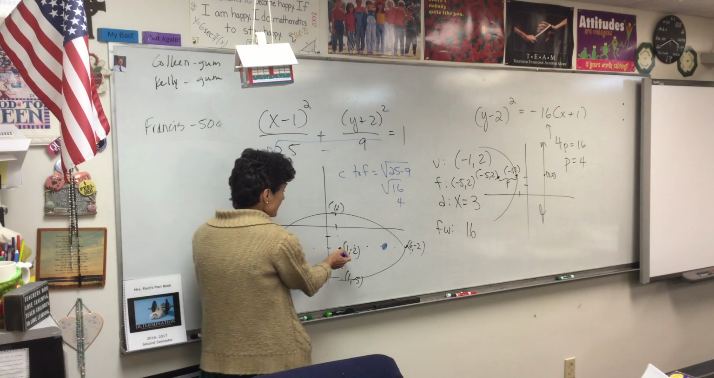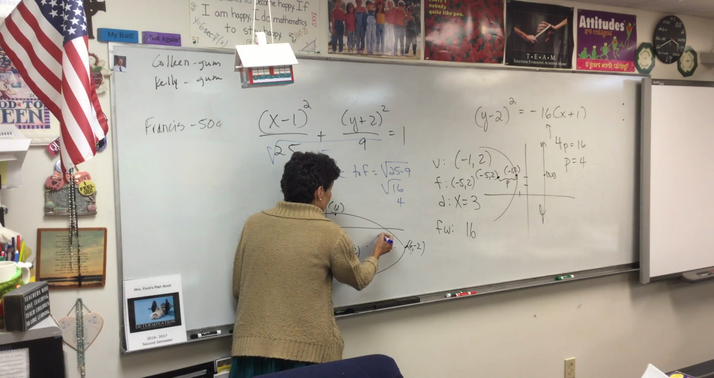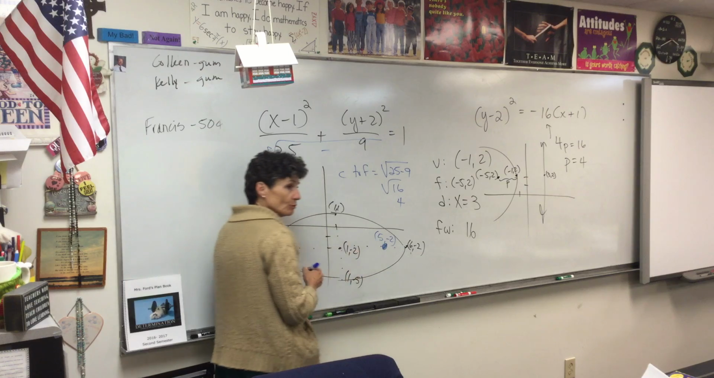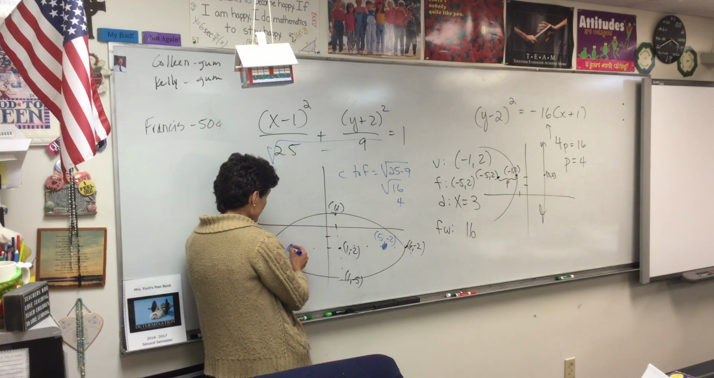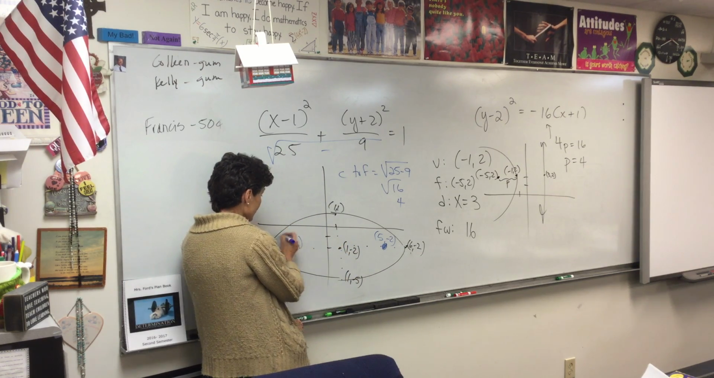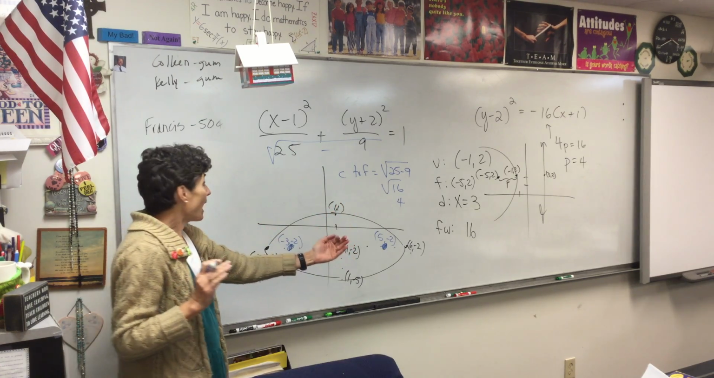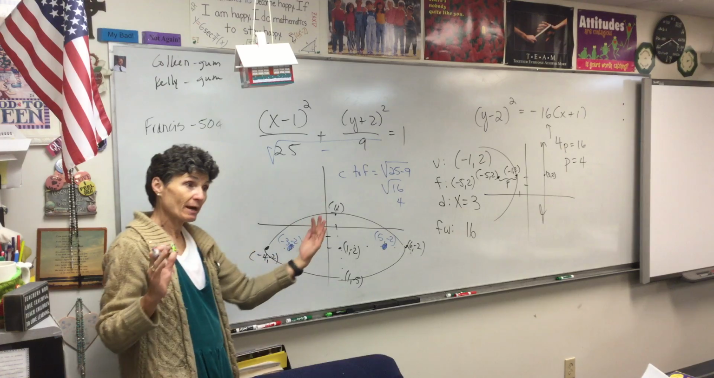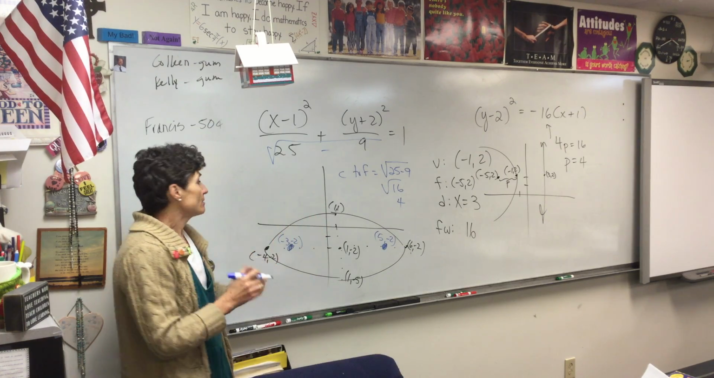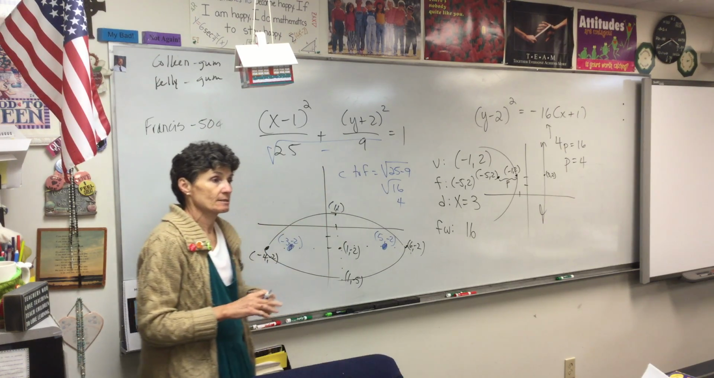So I'm going to start right here. If I go forward 4, I get 5, -2. And if I go backwards 4, I get -3, -2. Those are my foci. The major axis, because I went forward and backwards 5, is 10. And the minor axis is 6.